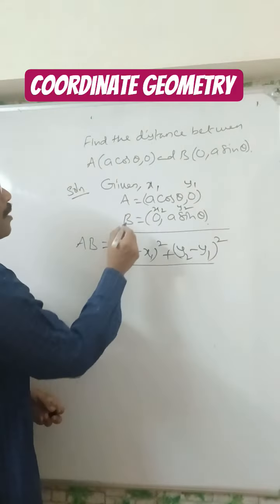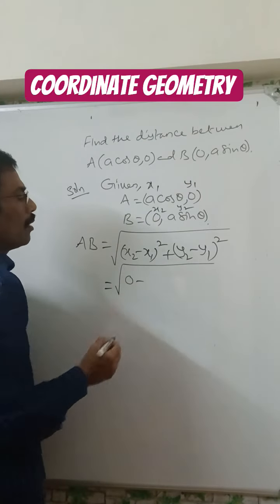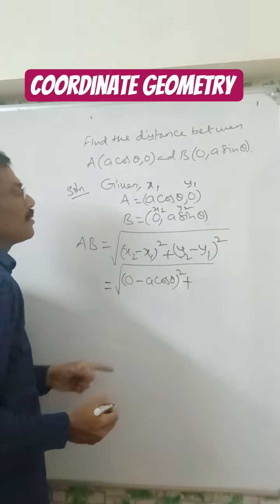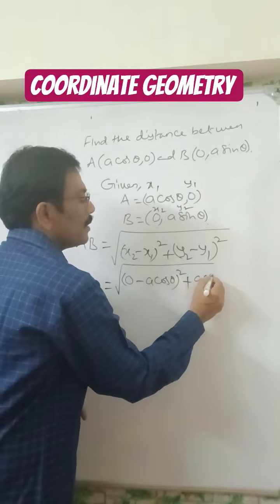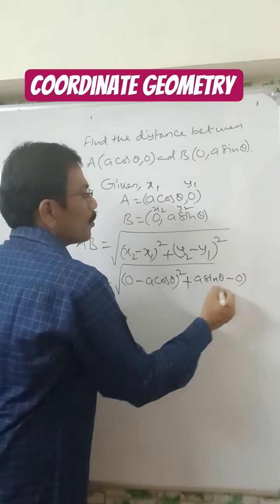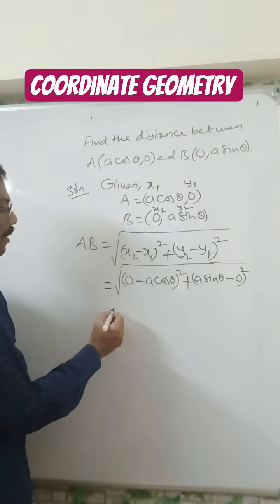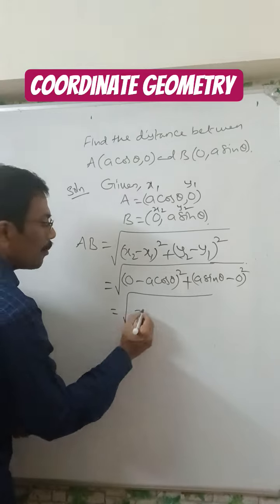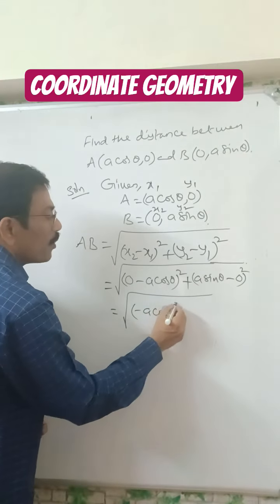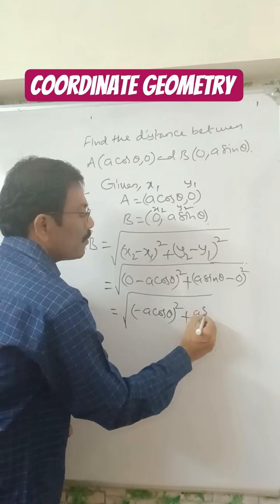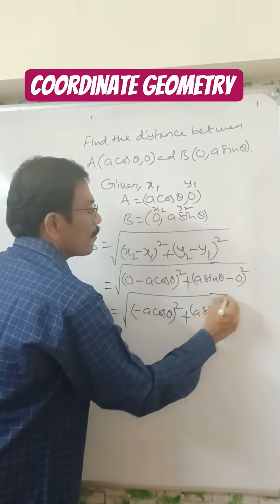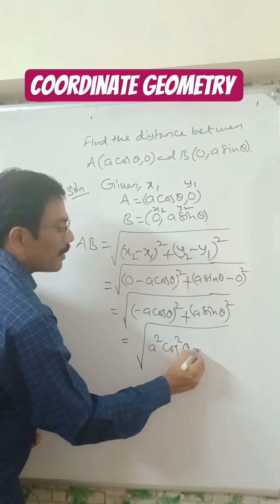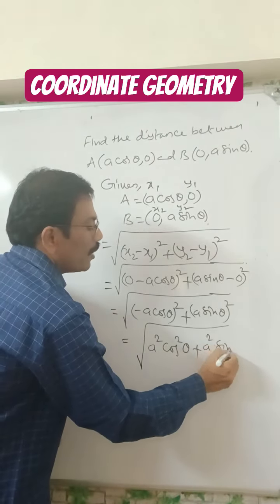Square root of, what is x2 here? 0. What is x1 here? A cos theta whole square plus what is y2 here? A sin theta minus y1 means 0 whole square. Understand? That is equal to square root of 0 minus A cos theta means minus A cos theta whole square plus A sin theta minus 0 means A sin theta whole square. That is equal to square root of A square cos square theta plus A square sin square theta.